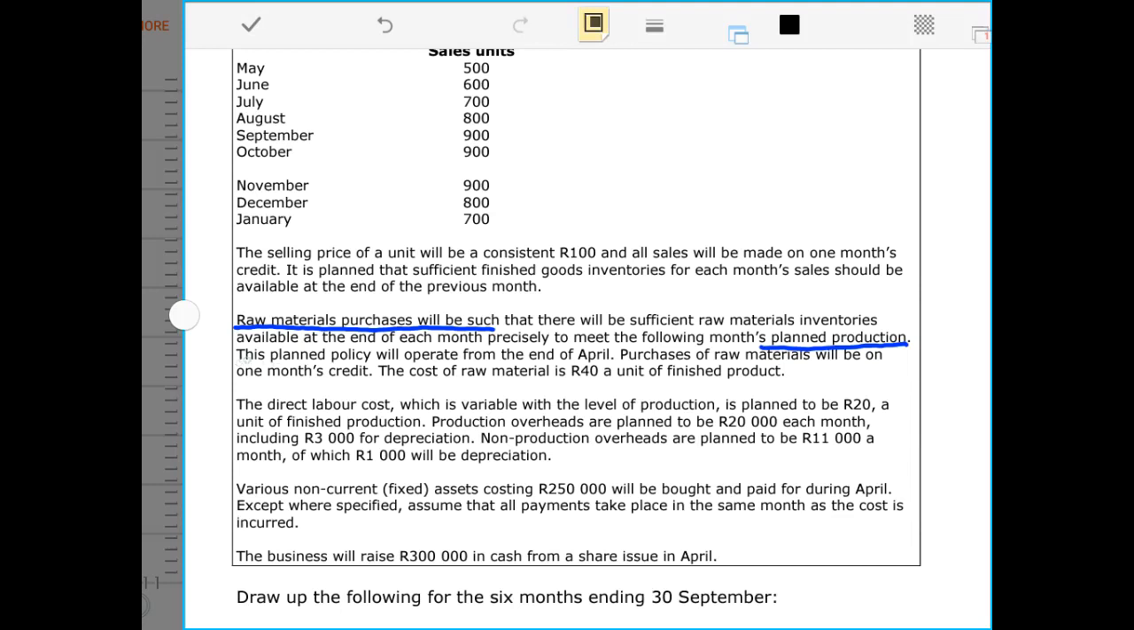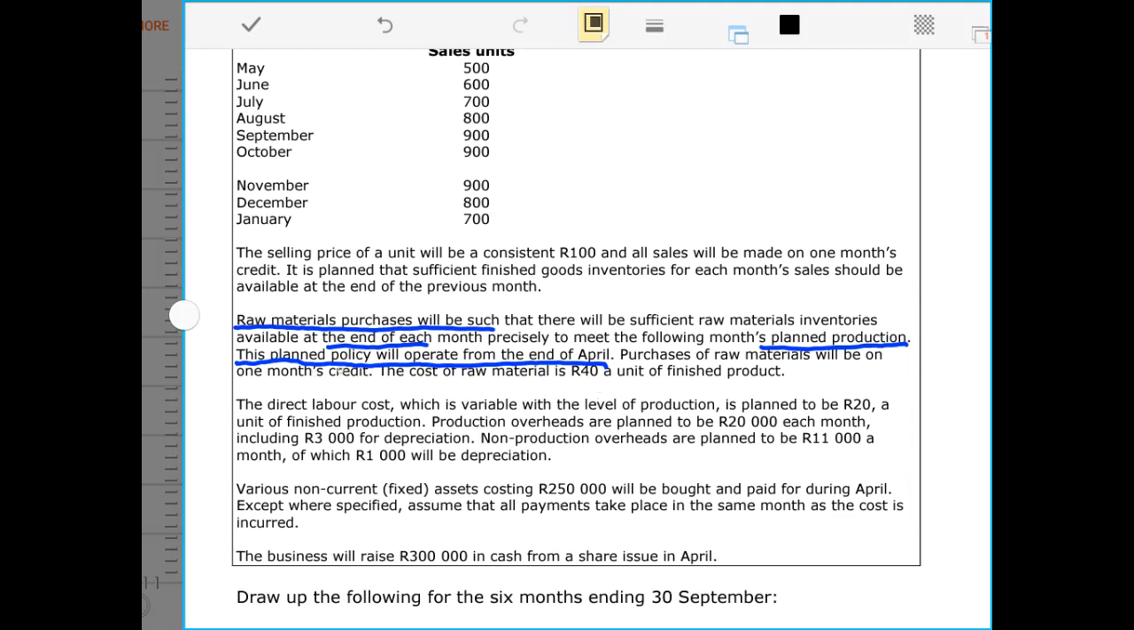Therefore, it says this planned policy will operate from the end of April, meaning starting in April, this policy will be applicable, where we make sure that purchases of raw material, or the closing raw material at the end of the month, as they said, should be available at the end of the month, meaning the closing raw material at the end of the month should be equal to the planned production for the next month.